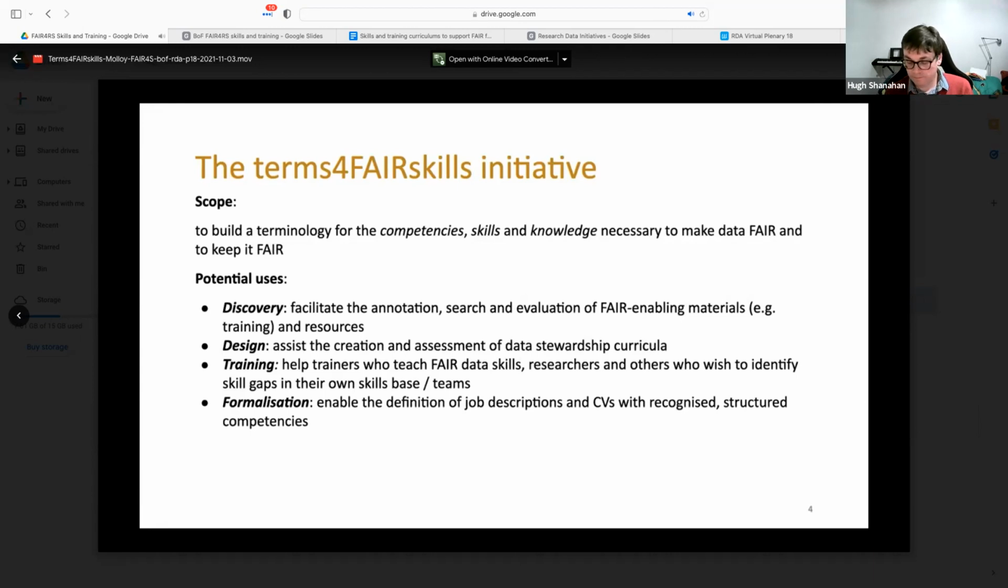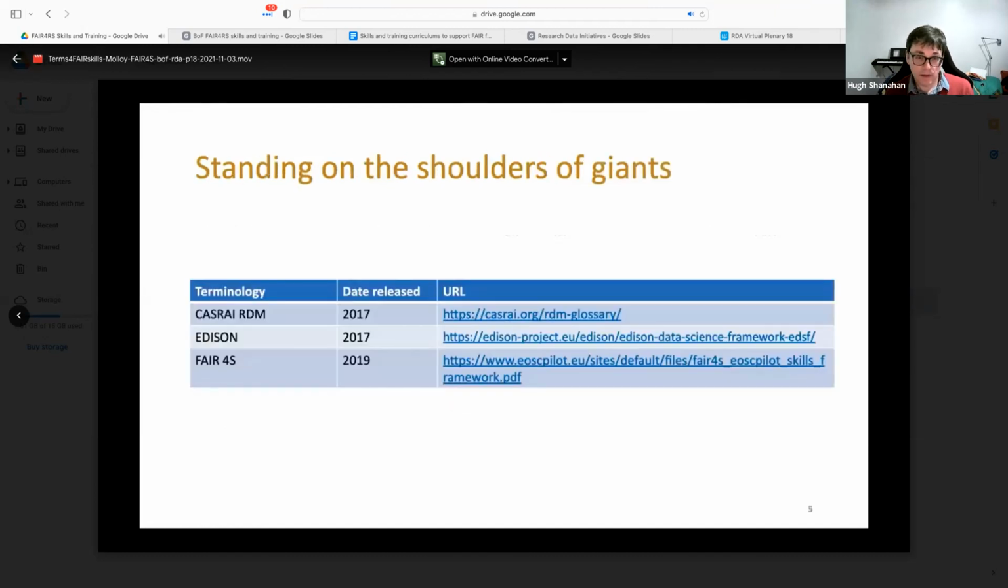It's also useful in this way for anyone who's undertaking an audit of their own skills gaps, or for managers, for example, to understand and map the skills base in their own team for project planning, or for recruitment purposes, or perhaps as part of an appraisal process. And finally, when thinking about the formalization offered by a terminology, this helps people to define skills clearly and consistently for job descriptions. And from the perspective of the other end of the process, if you're writing a CV or filling out an application for a new role, it allows you to work with recognized structured competences.